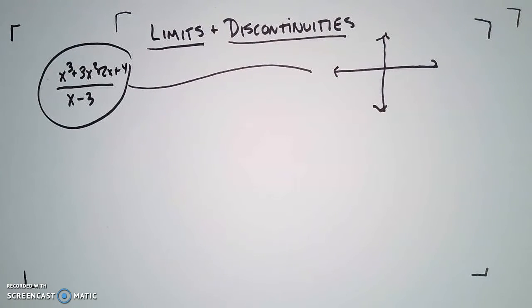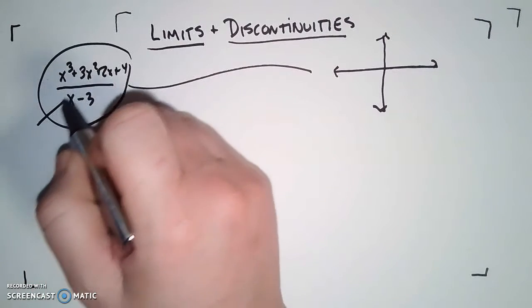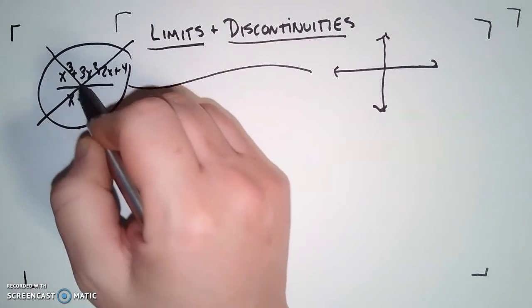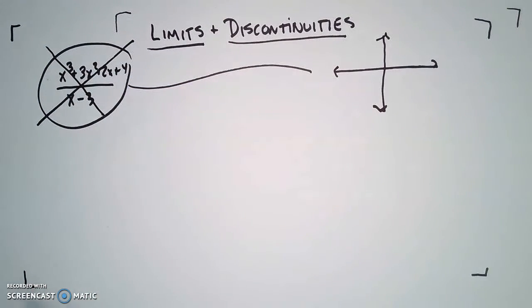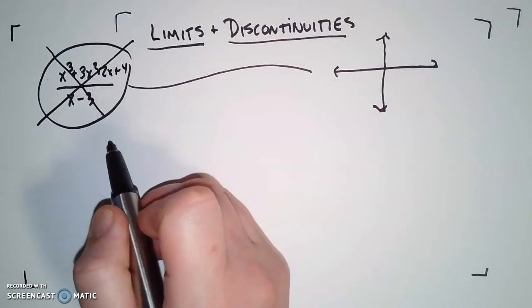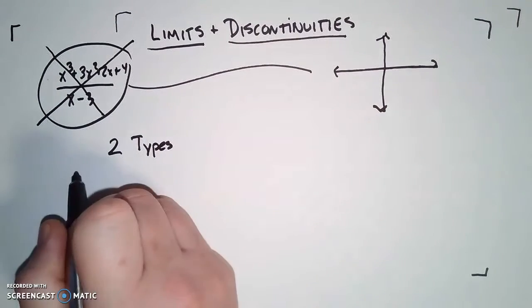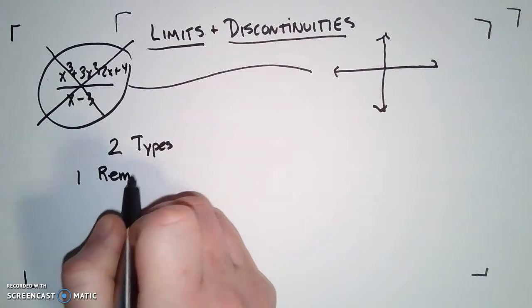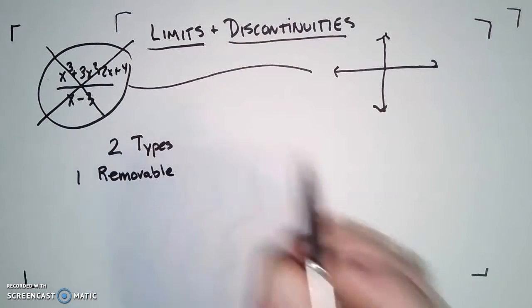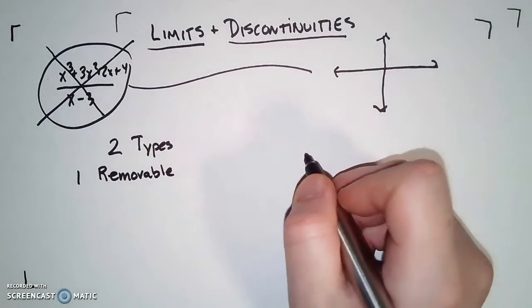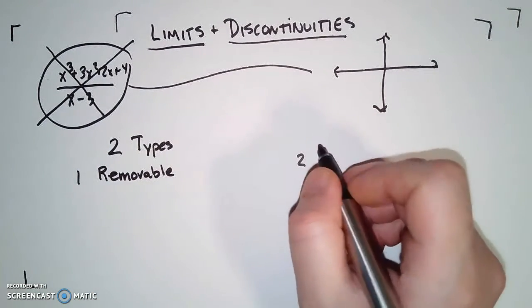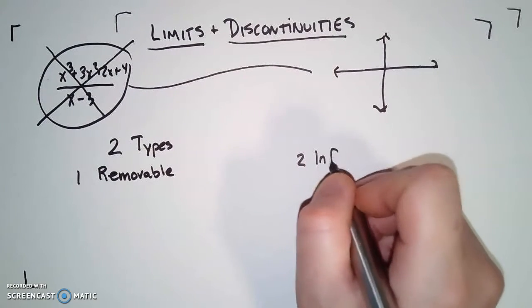So let's forget for a minute about the polynomial long division. I'm going to bring it back in, or the polynomial substitution. And we're going to talk specifically about two types of discontinuities. The first one being removable, and the second type being infinite discontinuities.